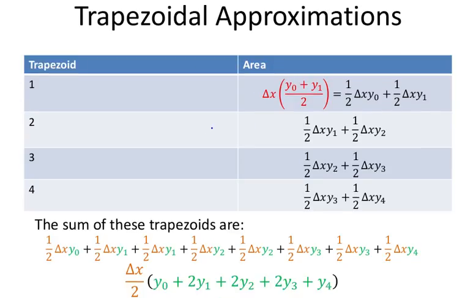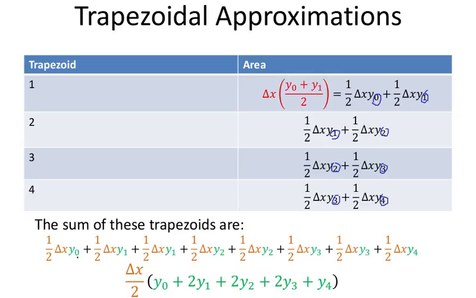Here's the area of our trapezoid: (y0 plus y1) over 2 times delta x. That's our function for the area. We can rewrite it as 1/2 times delta x times y0 plus 1/2 delta x times y1 for our first trapezoid. Continue the pattern simply by replacing y0 and y1 for each one. Here it's 1 and 2, and then 2 and 3, and 3 and 4 for each of your trapezoids.